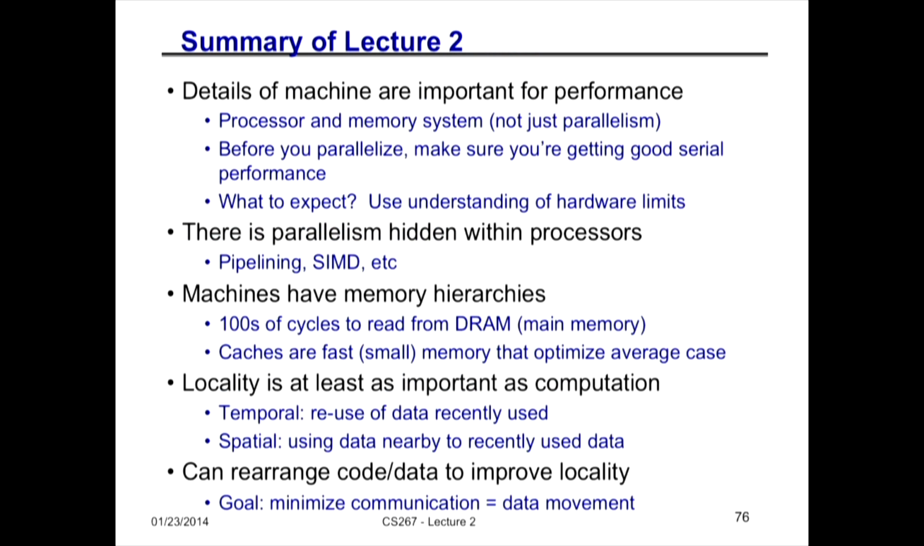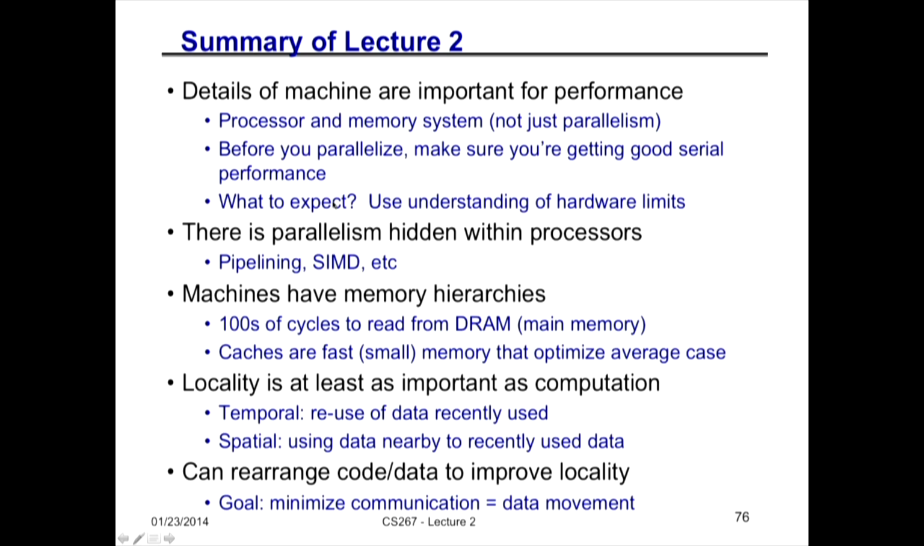So let me finish lecture 2 and then go on to lecture 3, which it is after all lecture 3. What I've tried to explain to you is that the details of the machines are important for performance. I've told you about the processor hierarchy, the processor parallelism that's inherent in there, and what the memory system looks like. And before you write parallel code, which you're writing to go faster, you should make sure you're getting good serial performance. Most code runs at 10% of peak, even on a single processor, right? If you can get a factor of 10 on the serial code, you want that factor of 10 too, in addition to whatever you're going to win from the parallelism.